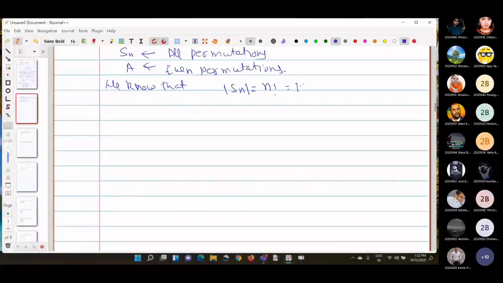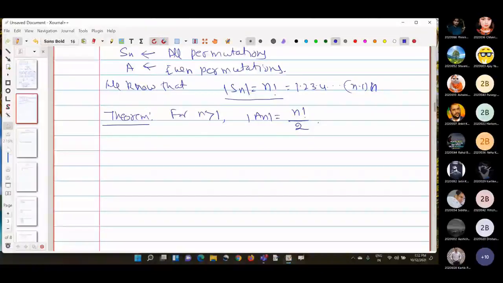Actually, this is going to be 1, 2, 3, 4, and you know that there are even numbers in this product, so this is going to be even only. Fine. So this is the order of this Sn, and we have a result that the order of An is nothing but n factorial by 2. So the theorem is that for n greater than 1, the order of An equals n factorial by 2.